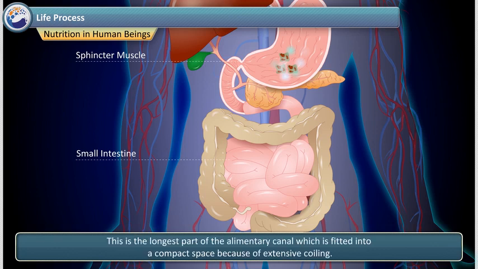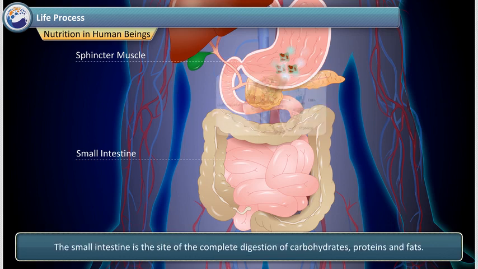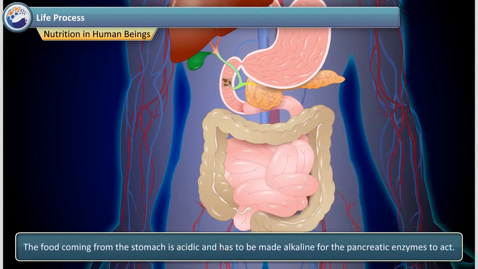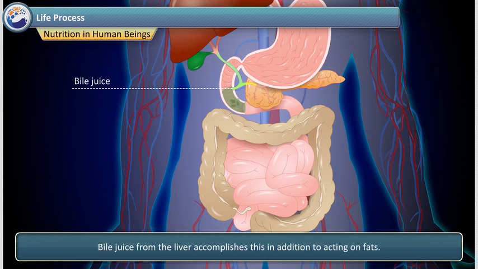This is the longest part of the alimentary canal, which is fitted into a compact space because of extensive coiling. The small intestine is the site of complete digestion of carbohydrates, proteins, and fats. It receives the secretions of the liver and pancreas for this purpose. The food coming from the stomach is acidic and has to be made alkaline for the pancreatic enzymes to act. Bile juice from the liver accomplishes this in addition to acting on fats.